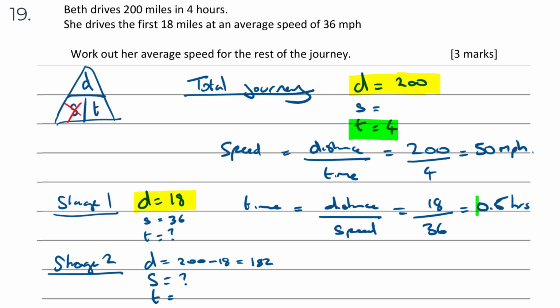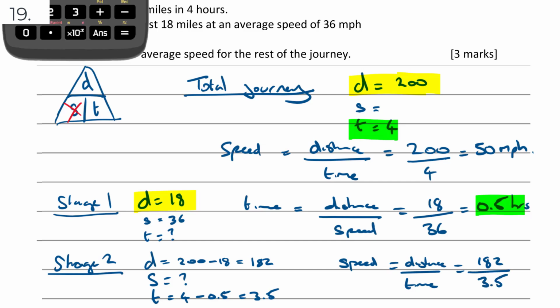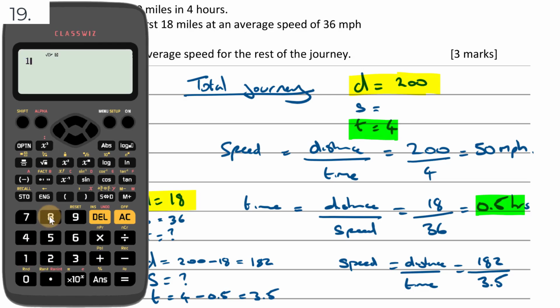We've just calculated the time for stage 1 to be half an hour. So that leaves us with 4 subtract half an hour, which is 3.5 hours for the second stage of the journey. Okay, and then we want to find the average speed of this part of the journey. So again, from the triangle, cover up S, it tells me that speed equals distance over time, which is now 182 divided by 3.5. Okay, time to reach for a calculator, I think. So 182 divided by 3.5 comes out to be 52. Okay, so that's 52 miles per hour.